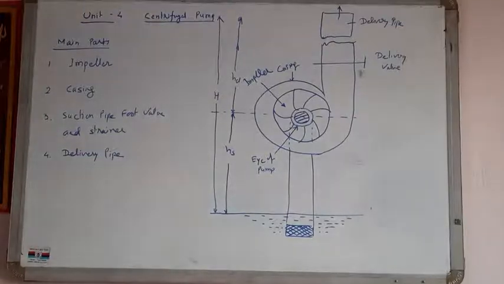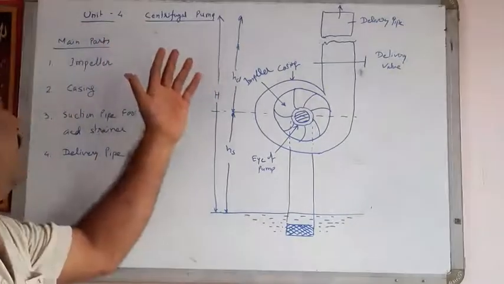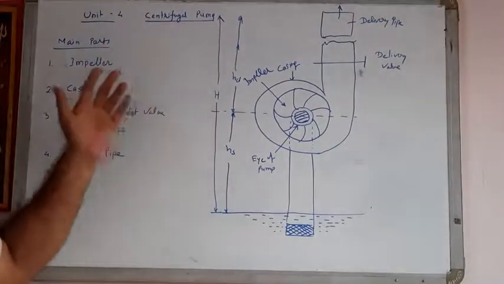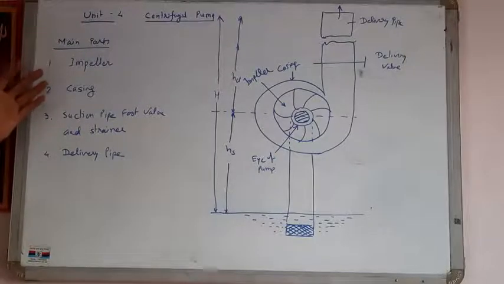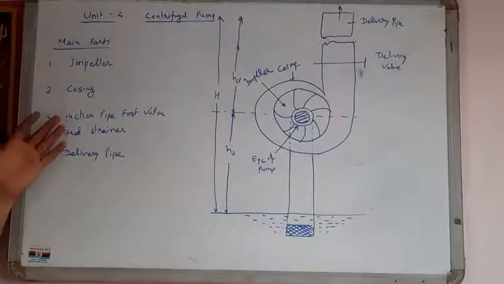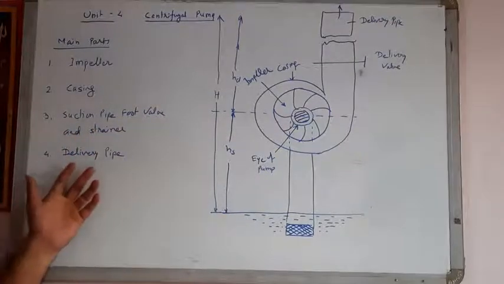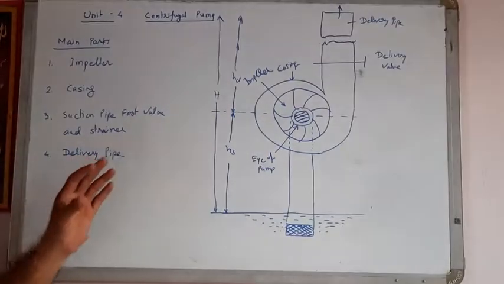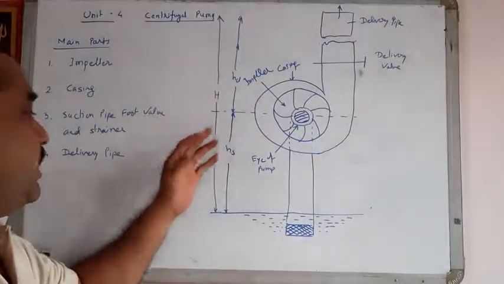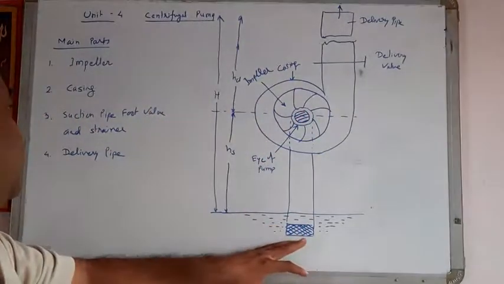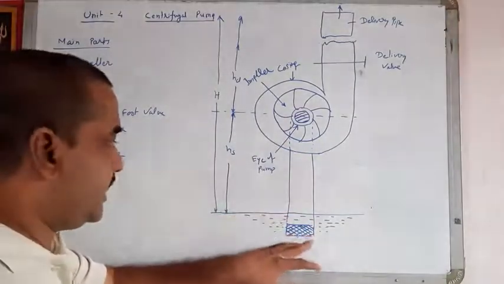Dear students, this is our next unit, Unit 4, centrifugal pump. The main parts of a centrifugal pump are impeller, casing, suction pipe, foot valve and strainer, and delivery pipe. And this is the construction of the centrifugal pump. This is the suction pipe, foot valve and strainer.